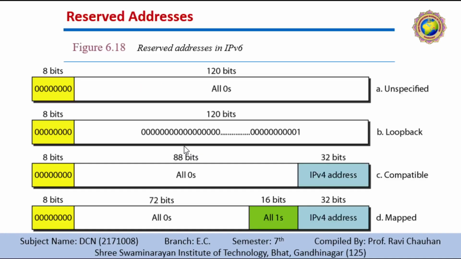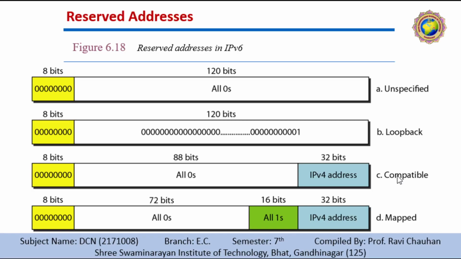Next are reserved addresses. Another category in our address space is the reserved addresses. These addresses start with eight zeros. You can see here a yellow box, so the type prefix is eight zeros. A few subcategories define this category, as shown in this figure. An unspecified address is used when a host does not know its own address and sends an inquiry to find its address. A loopback address is used by the host to test itself without going to the network.